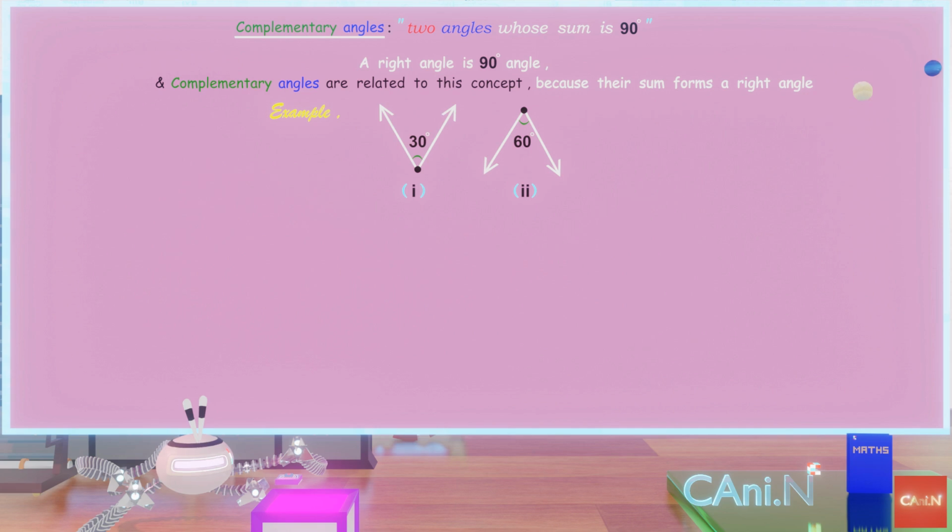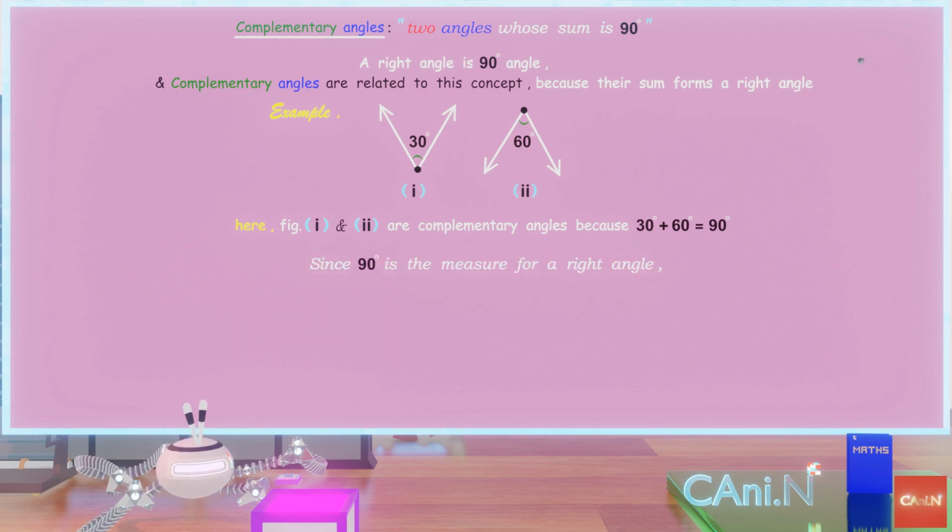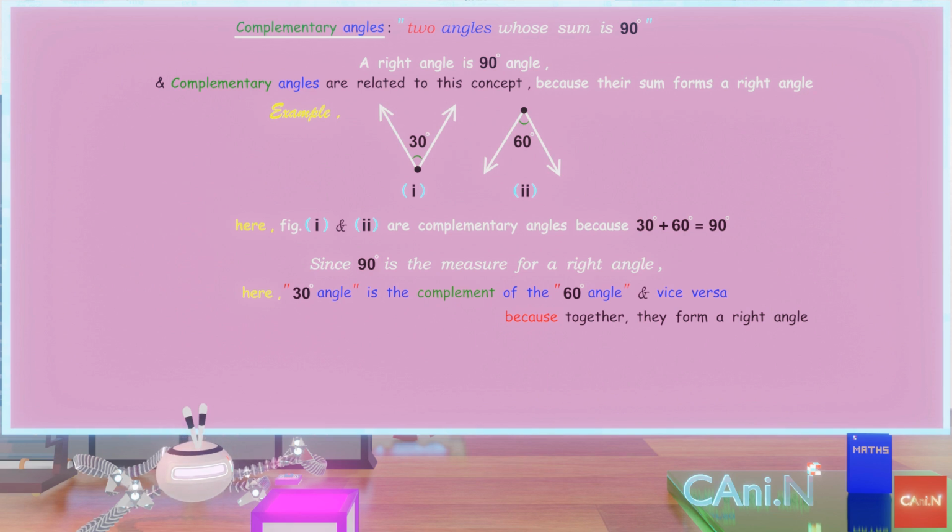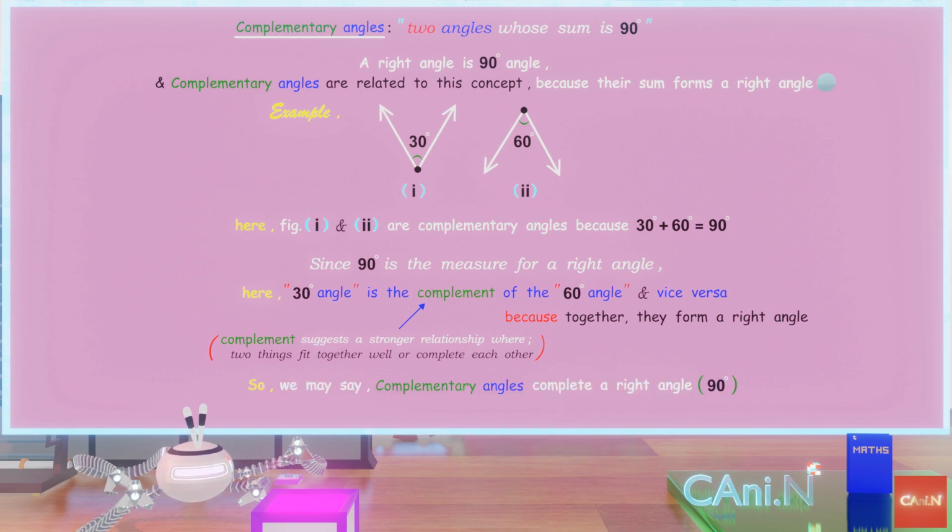Example. Here, figure 1 and 2 are complementary angles because 30 degrees plus 60 degrees equals 90 degrees, since 90 degrees is the measure for a right angle. Here, the 30 degrees angle is the complement of the 60 degrees angle, and vice versa, because together they form a right angle. Here, complement suggests a strong relationship where two things fit together well, or complete each other. So, we may say, complementary angles complete a right angle.